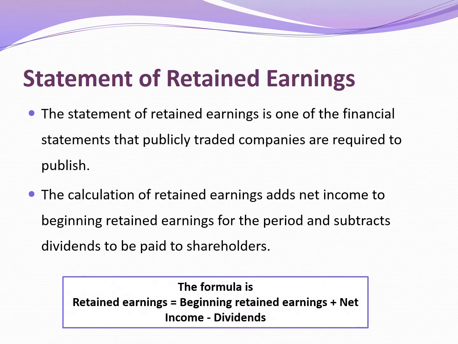The statement of retained earnings is one of the financial statements that publicly traded companies are required to publish, at least on an annual basis. The calculation of retained earnings adds net income to beginning retained earnings for the period, and subtracts dividends to be paid to shareholders. The formula is: retained earnings equals beginning retained earnings, plus net income, minus dividends.